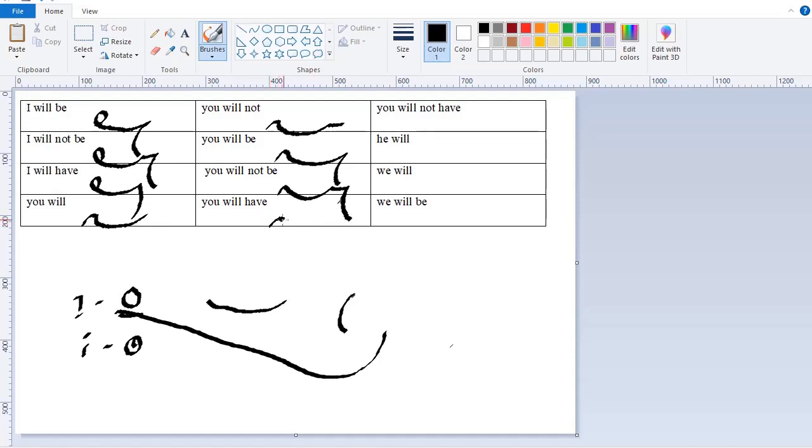Next, you will have. So we have you, and then will, and then have. Next, you will not have. Pahaba ng pahaba. So we have you, and then will, and then not, and then have. He will. So we have he will. It's like hell. Diba? Kung babasahin mo yan without the knowledge of short, brief form or brief form phrases, you're going to read that as hell. It's H-E-L. Tama? Hell or heal.